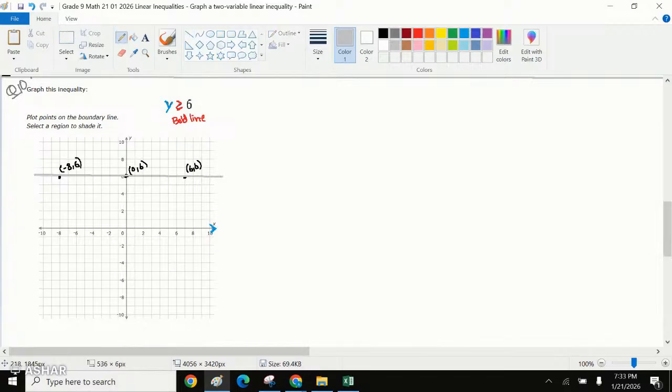the value of y is constant, that is 6. Agreed? X can change, but y will not change. Y will stay as a constant. Sorry, I'll use a different color so that it's visible. Okay, y is constant, whereas x can be any other value. Okay, and we know that this line would be parallel to the x-axis.